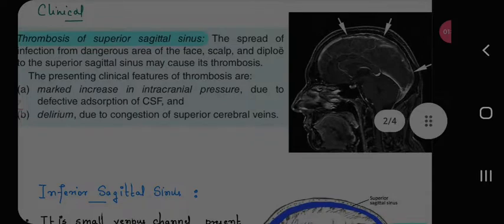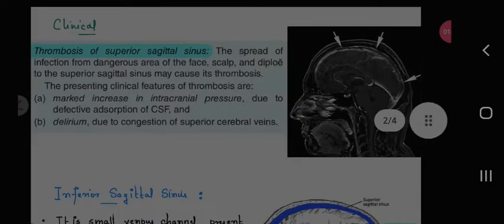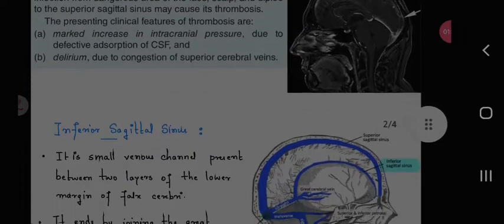Clinical: thrombosis of superior sagittal sinus. The spread of infection from the dangerous area of face, scalp and diploe to the superior sagittal sinus may cause its thrombosis. The presenting clinical features of thrombosis are marked increase in intracranial pressure due to defective absorption of CSF, and delirium due to congestion of superior cerebral veins.